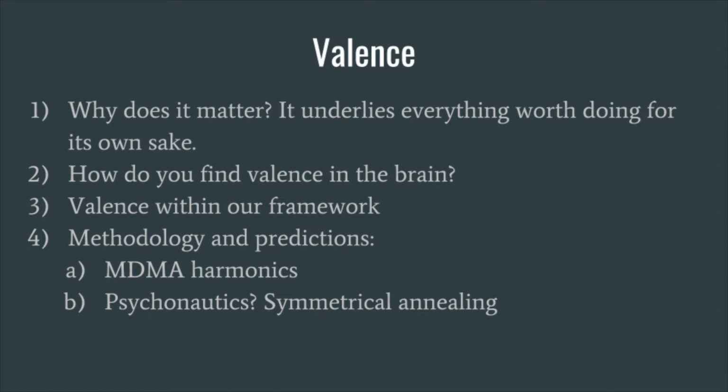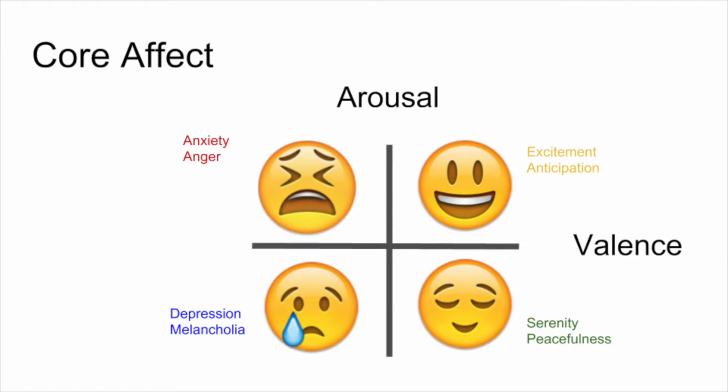A rough outline of the talk: first, I'm going to talk about why valence matters. Then, how do you find valence in the brain? What are some perspectives on that? Then valence within our framework. We have a framework for understanding consciousness and modeling it, and we're going to try to find valence there. And finally, some methodologies and predictions about how we expect valence to look on brains on MDMA as well as psychedelics.